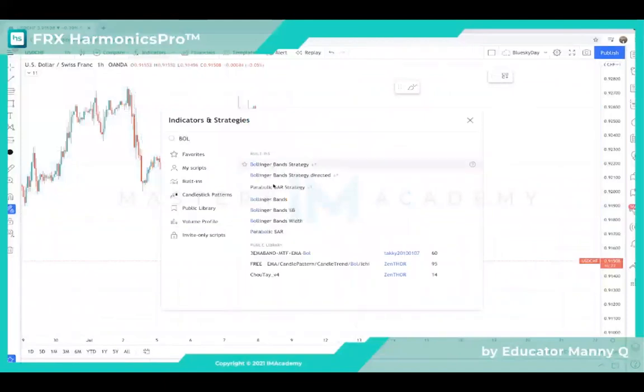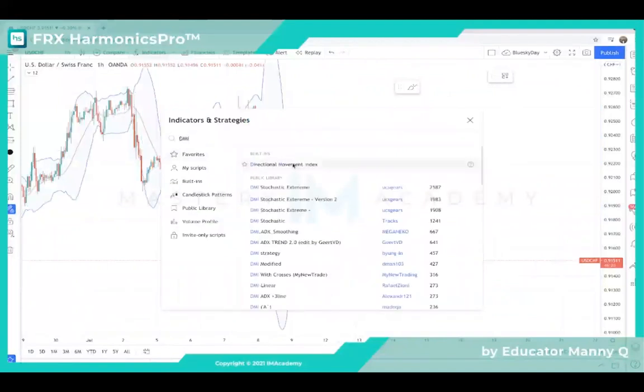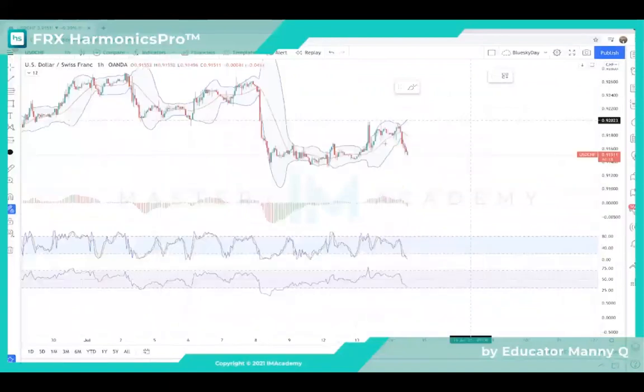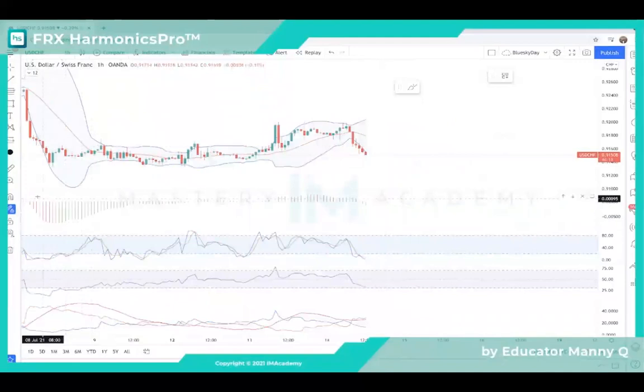So let's look at Bollinger Bands, and then let's look at something known as the DMI, right? Which is the directional movement index. These are things that we use, okay? This helps us determine volatility. One second here, let's get rid of this.